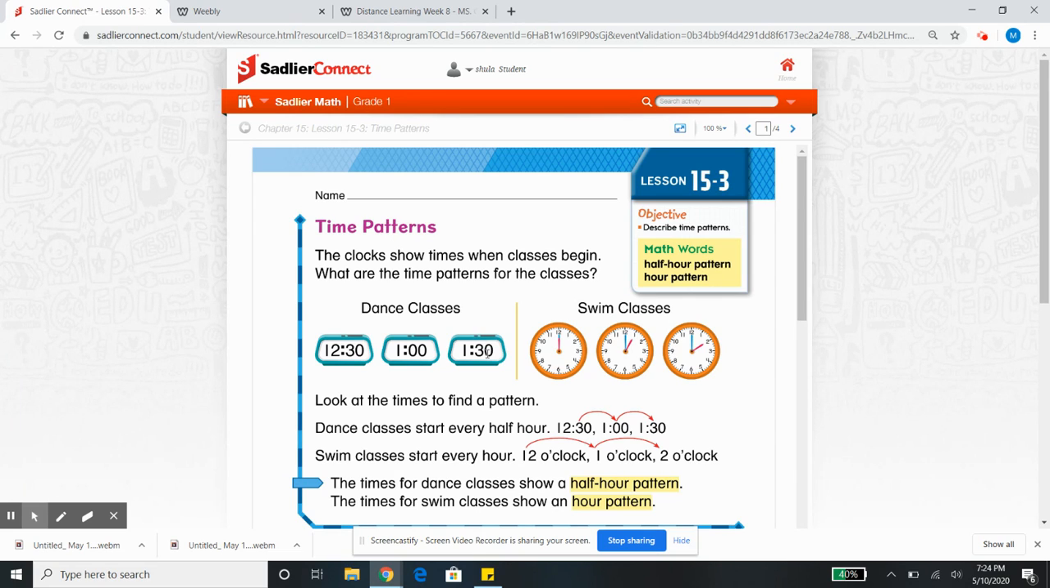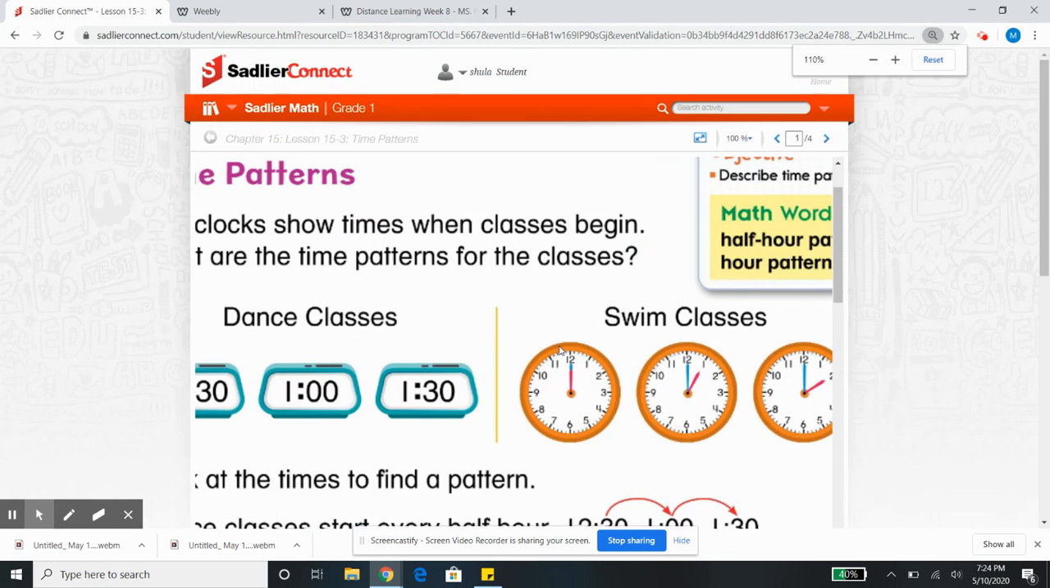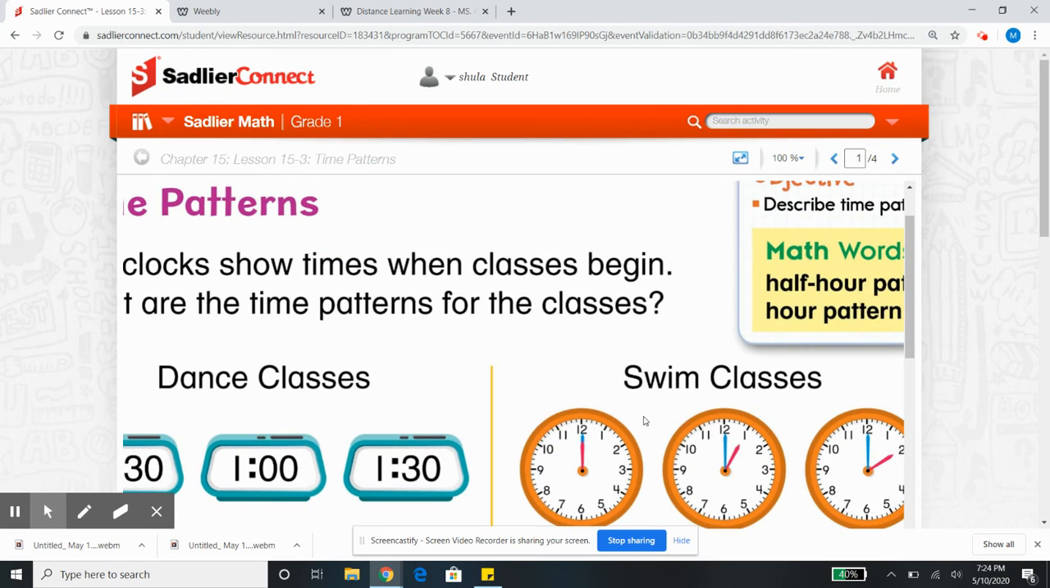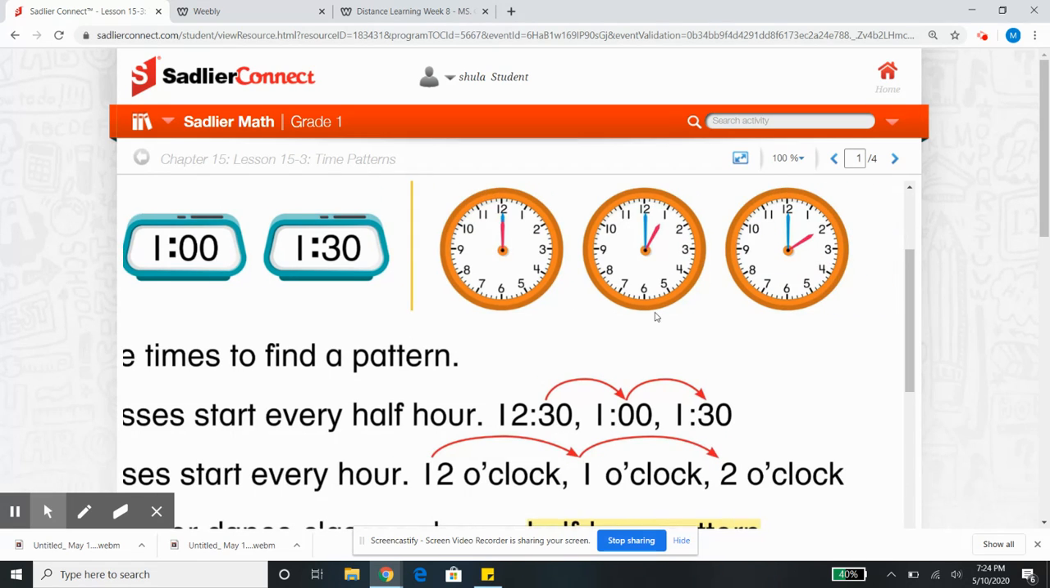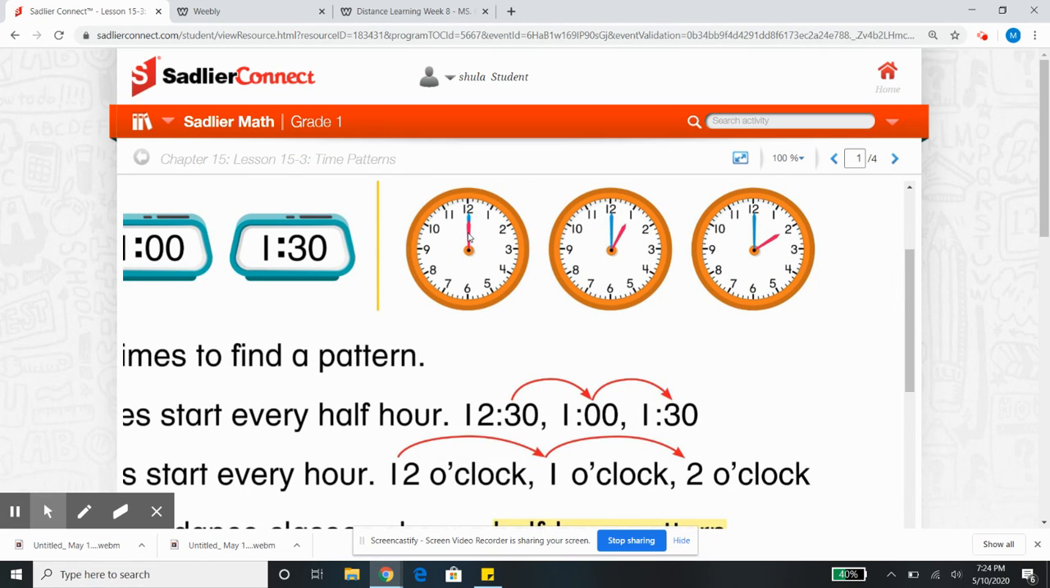Now let's look at swim classes right over here. A little bit different. We're going to be looking at analog clocks. I want you to look right here. I'm going to zoom in for you because that was a little hard to see. Okay, so both hands are on the 12. I have the minute hand and the hour hand both on the 12. What time is this? 12 o'clock.